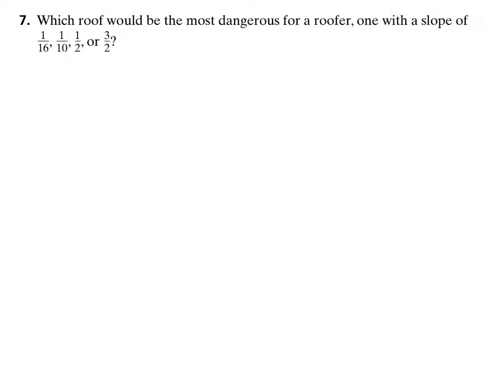Number 7. Which roof would be the most dangerous for a roofer? One with a slope of 1/16, 1/10, 1/2, or 3/2. Take a minute with your neighbor and discuss this one. Talk about it and then write a full sentence about which one you would choose and why. 1 minute for this one, go.